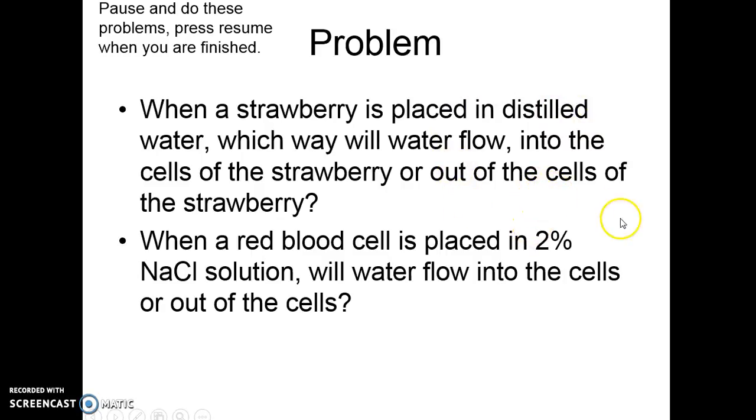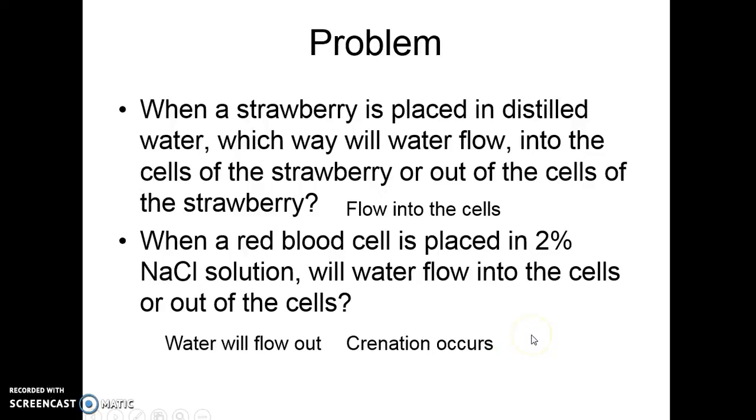When a red blood cell is placed in a 2% sodium chloride solution, which way will water flow? Into the cells or out of the cells? 2% sodium chloride is hypertonic because isotonic is 0.92%. Well, if 2% is hypertonic, that means the water will flow out of the red blood cells into the 2% sodium chloride solution, trying to dilute it down. Crenation will occur.